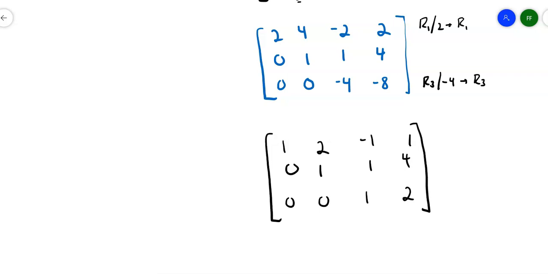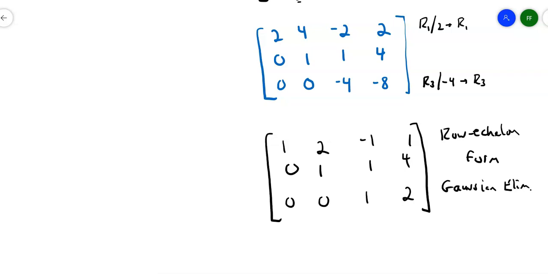Okay. Now at this point, my solution is in row echelon form. Why? Because I've used Gaussian elimination. It's in that stair-step pattern. I can go back and substitute and say x sub 3 is 2, go back to find x sub 2, go back to find x sub 1.